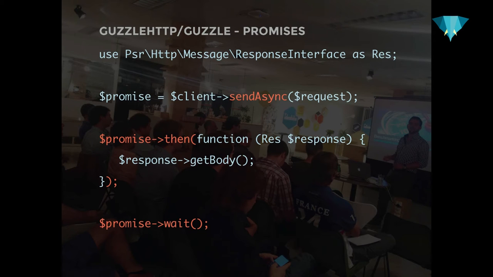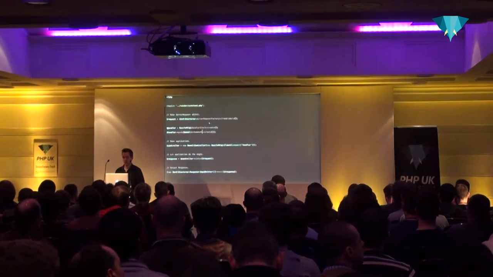Basically, there's a couple more methods on the client, except for send with this request object. There's also sendAsync. SendAsync will return your promise, which you can then manipulate to get the response out of it. So you can do promise then, give it a callback, and in the end, before your index.php script ends, you should always wait for the promise to finish, because otherwise your index.php script has ended before your response has ever come back. And in this callback, you can type-hint a response interface. It will give you a response object, and then you can use it. So in our second demo, we will manipulate the previous example to use async calls.